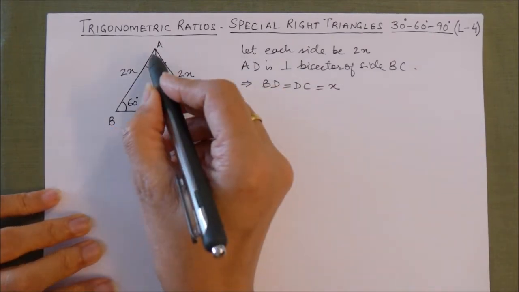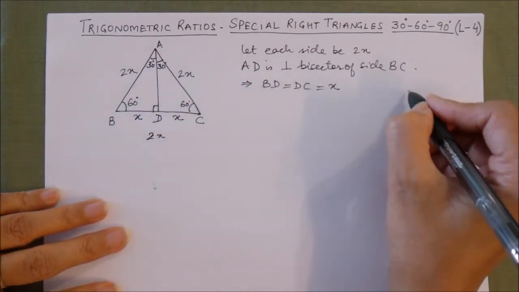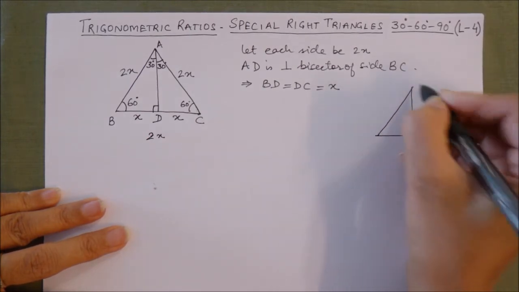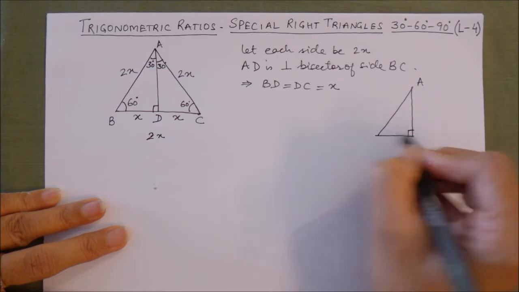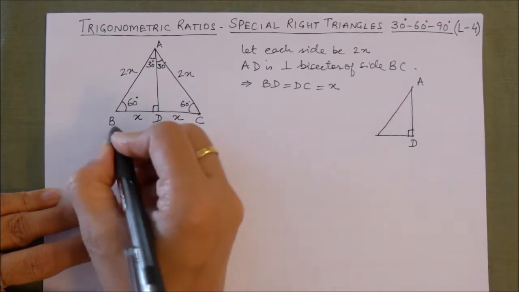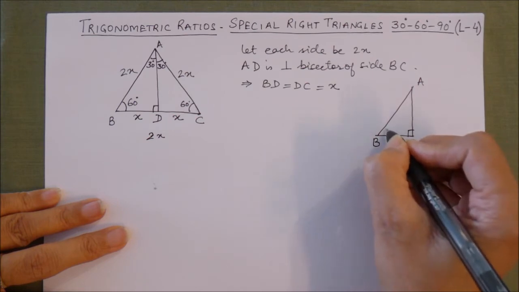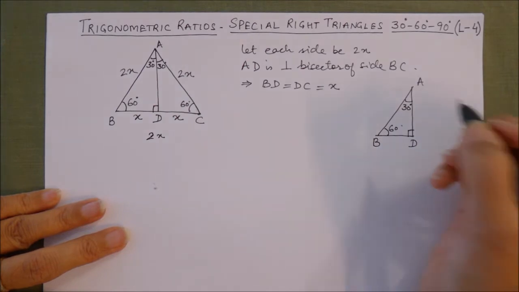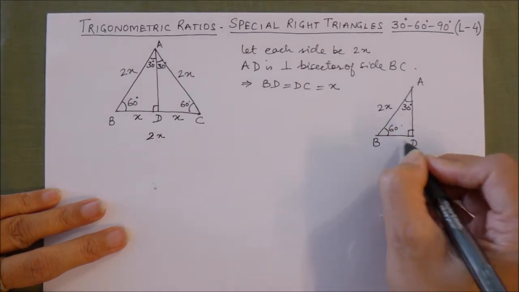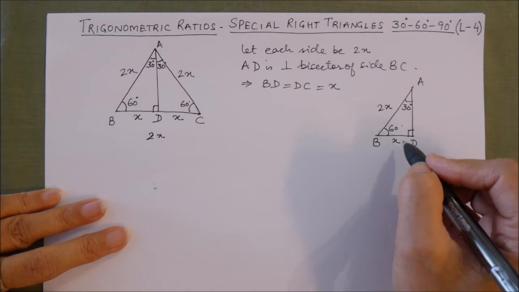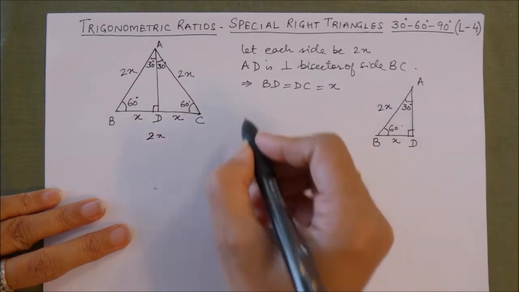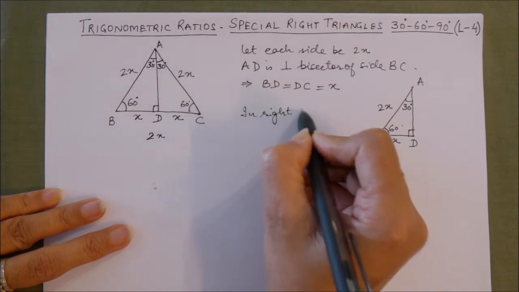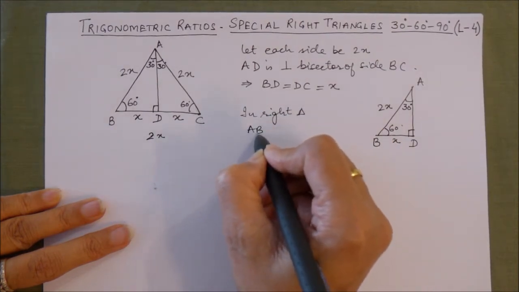So now we take the right triangle ADB. So I'm drawing it again. This is 90 degree, so D, and this one is B. Here it is 60 degree, this one is 30 degree. 2x, this is x. Using Pythagoras theorem, we can find out the side AD. So we write in right triangle ABD.